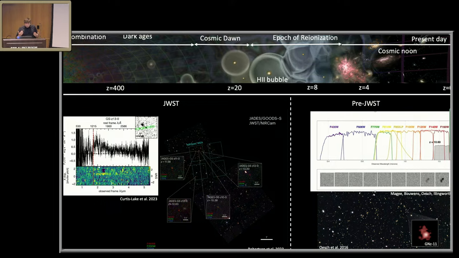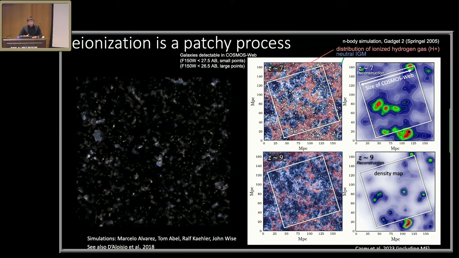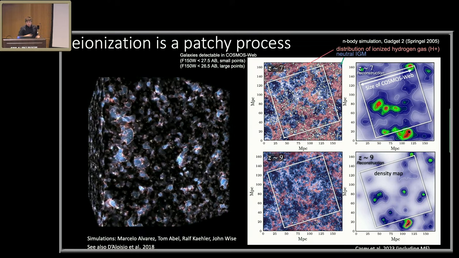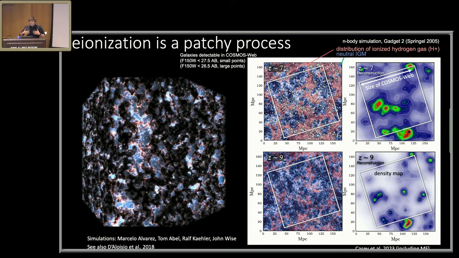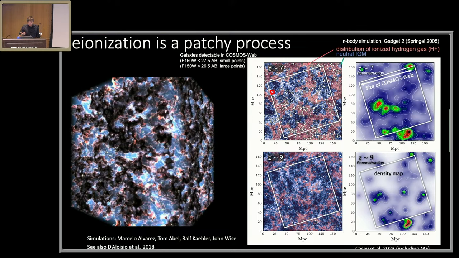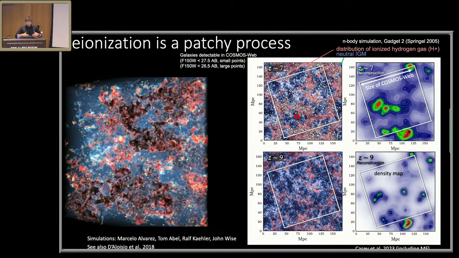There are a lot of things we don't know about the reionization, but we know that the reionization is a patchy process. On the right image that shows a slice of the universe at redshift 7 and redshift 9, the pink patches are the distribution of the ionized hydrogen. The blue patches are the distribution of the neutral intergalactic medium. And the idea is to go wider to cover this variation. If we restrict ourselves to a small area, for example, this small square is the size of the Hubble Deep Field, we can stay only on a region of neutral IGM or ionized IGM. And it's really the idea behind Cosmos Web, to go as wide as possible to cover this variation.